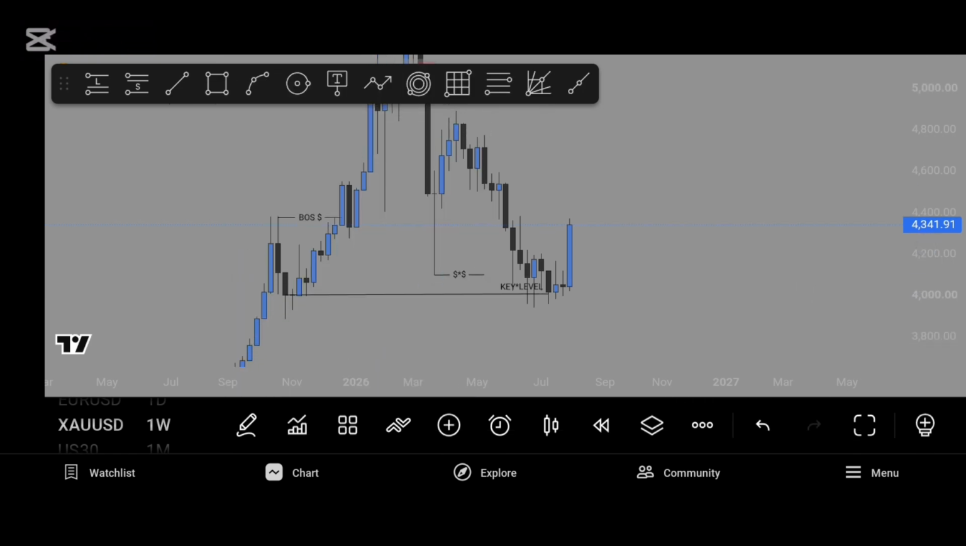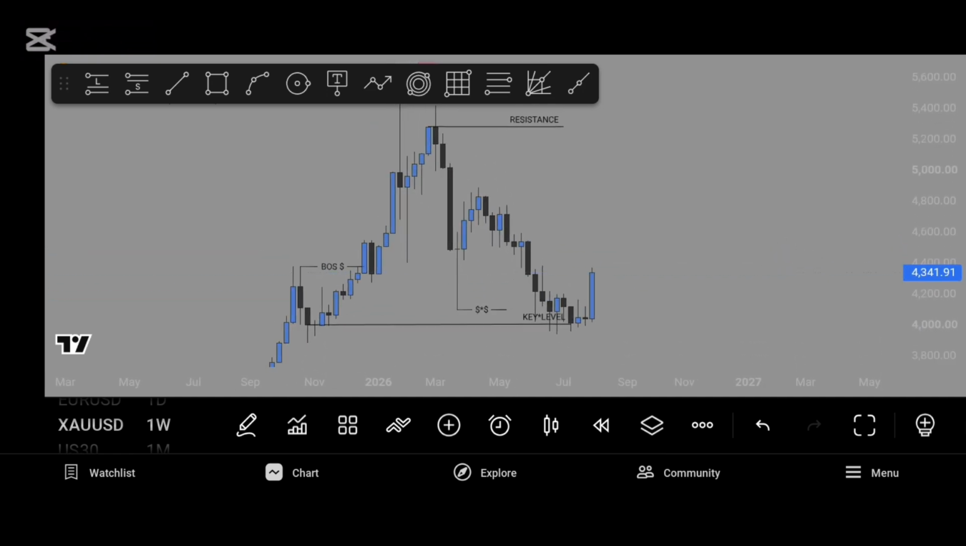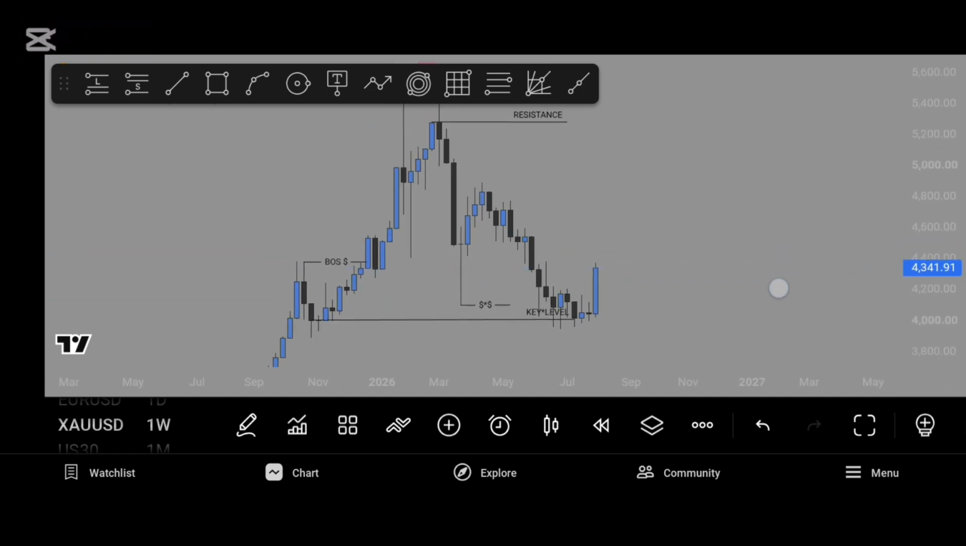So that means this trade is a good trade. You can also see the break of structure, liquidity, and a key level. That shows it's strong. That's how you see this one spiked up.